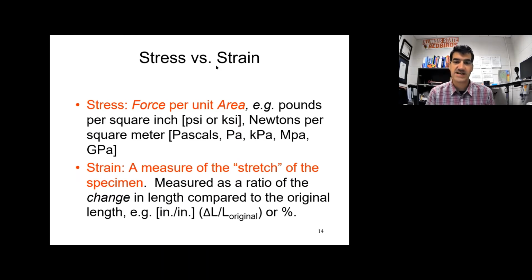All right, strain. The units are kind of funny. It's change in length divided by original length. The units for change in length are going to be inches, or it could be meters. And the units for original length are also going to be inches, or could be meters. And so the units for strain are kind of funny. They're inches per inch, or meters per meter. Sometimes you'll just convert that into a percentage, but usually it's more often going to be in inches per inch or meters per meter. Could be centimeters per centimeter, something like that.